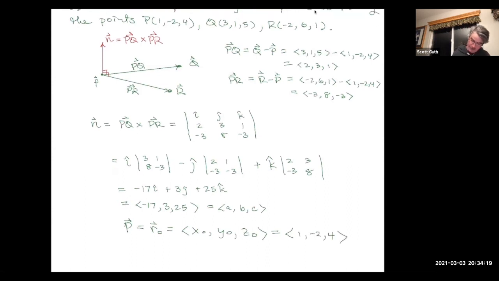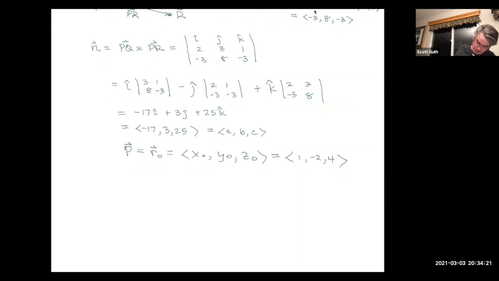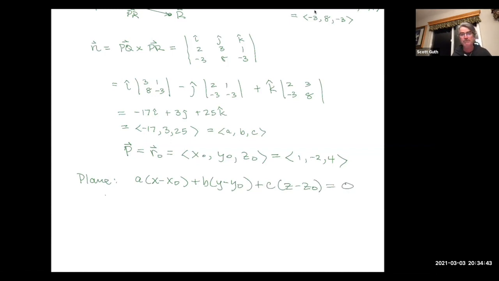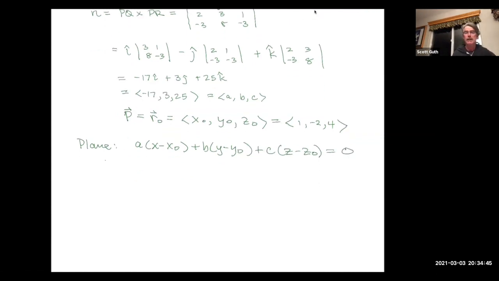Okay, and then finally, it's all wrapped up when you give the equation. Here's the plane. It's A times X minus X naught plus B times Y minus Y naught plus C times Z minus Z naught. That's a dot product, and those have to be perpendicular, so it's equal to zero. Okay, and everything's sort of staring us in the face now.